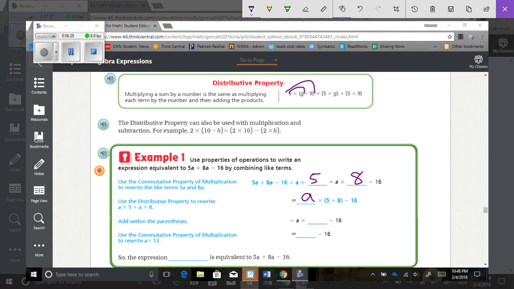Then we're going to add within the parentheses. So a times (5 plus 8), which is 13, so a times 13 minus 16. Then we're going to use the commutative property of multiplication to rewrite a times 13 as 13a minus 16. So the expression 13a minus 16 is equivalent to 5a plus 8a minus 16.